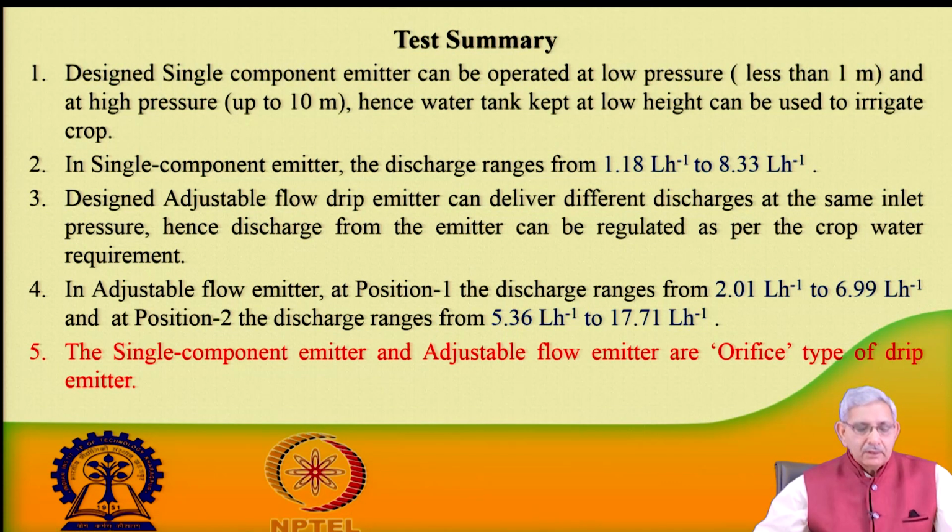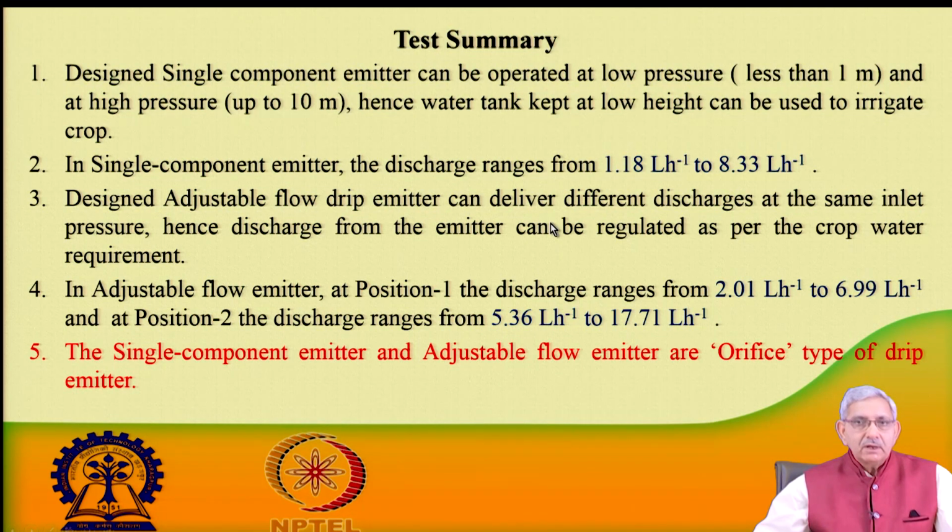Finally, the results obtained from these drippers can be summarized. The designed single component dripper can be operated at low pressure, that is less than 1 meter, and it can also work up to 10 meter height, but we will get different discharges. The single component dripper discharge rate is as low as 1.18 liter per hour and as high as 8.33 liter per hour. When we have higher pressure, we get higher discharge.